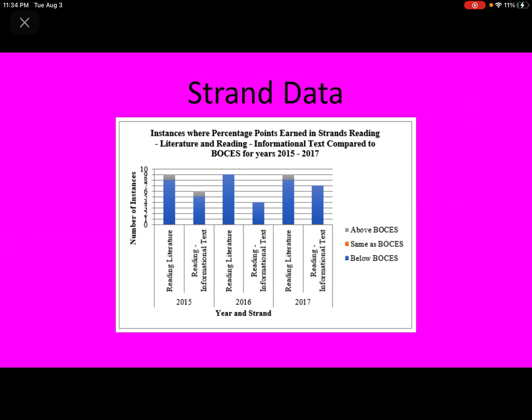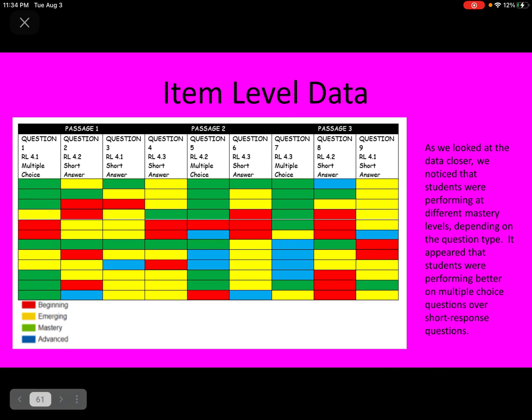Our strand data showed that student performance with literature is remaining stagnant, whereas informational text is shifting from progressing to regressing and back to progressing, but continuing to remain below BOCES.